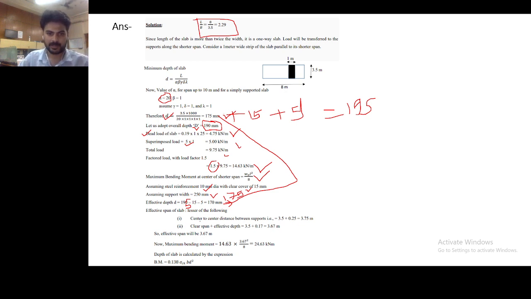Okay, so our D is 175. So we will consider center to center distance between support plus width of the wall. So this becomes 370 or 3.75 meter, and when we take clear span plus effective depth it becomes 3.675. It will become 3.675 because our thing is not 19, it is 195 mm. Okay.